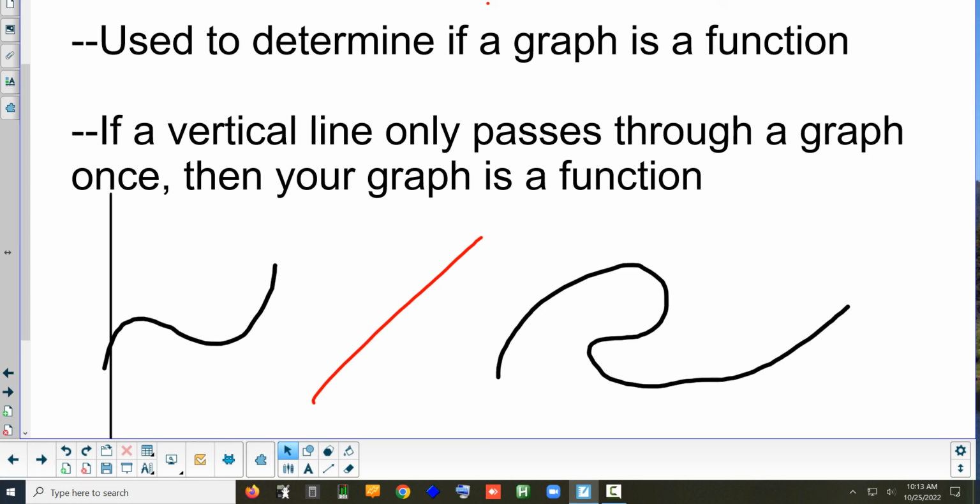We don't know this time. We don't have coordinates. We have a shape. So that's how we can tell. How about the last one?